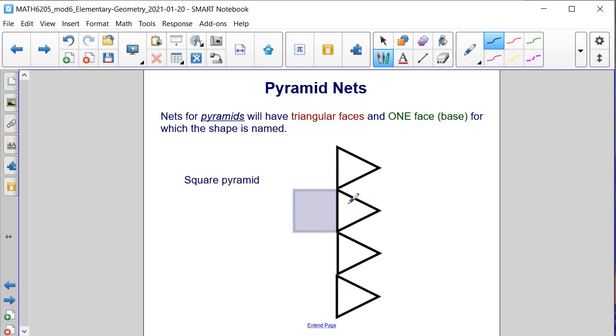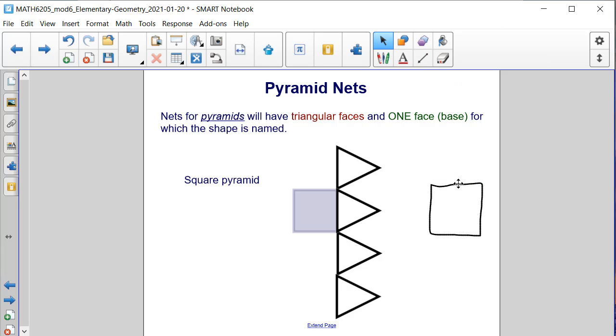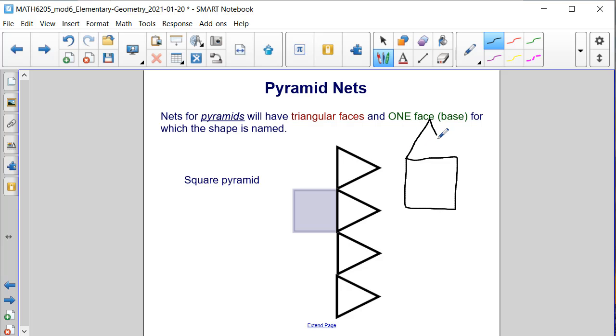You also don't have to draw the net of this pyramid to look this way. A lot of times you will see a square base pyramid's net drawn more something like this, where you have the square and then the triangles going all the way around it. Like so. So this is another common way to draw a square pyramid.